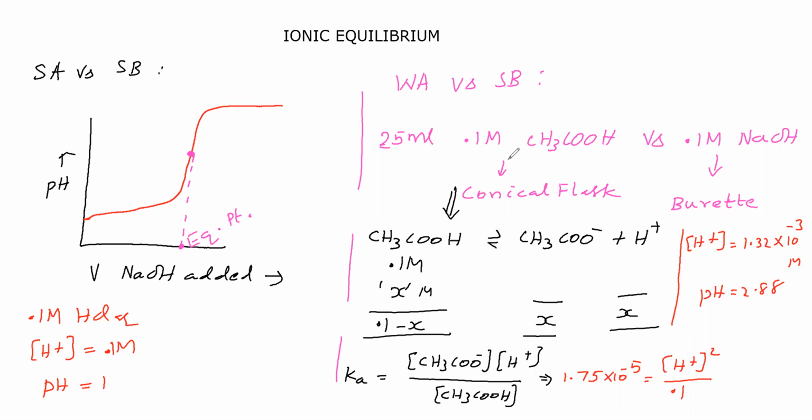Okay. So, weak acid versus strong base titration. In the conical flask, we are taking the weak acid. That pH we have got, that is this much. So in the burette, we will take a sodium hydroxide solution. The volume of sodium hydroxide solution added initially is 0 ml. Now the pH of the solution in the conical flask is 2.88. Okay. So we have taken acetic acid solution in the conical flask. Initially, we have not added any sodium hydroxide solution. The pH of the solution in the conical flask is 2.88.